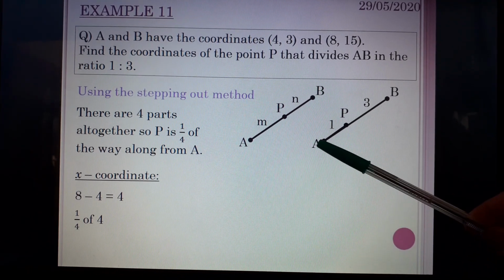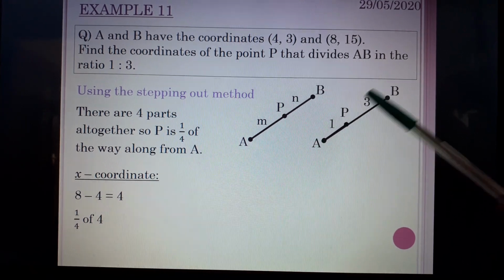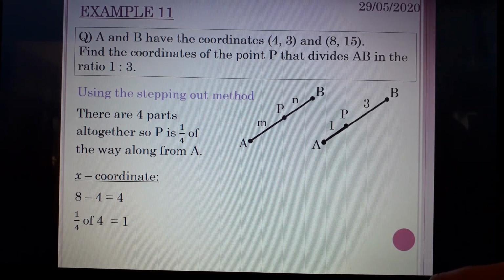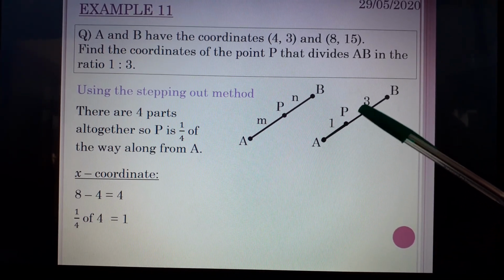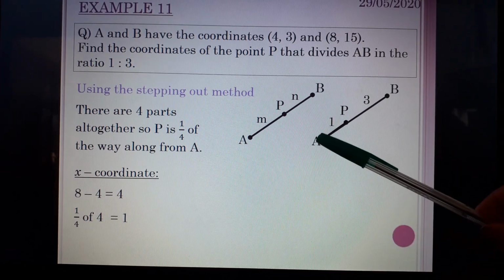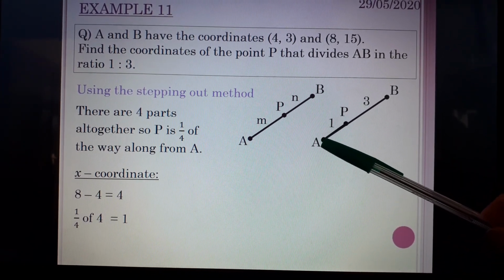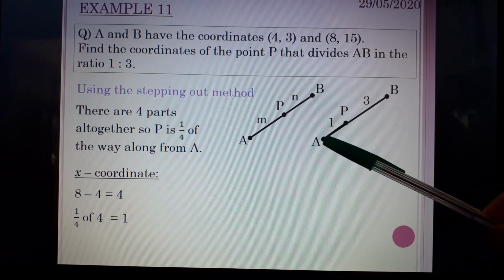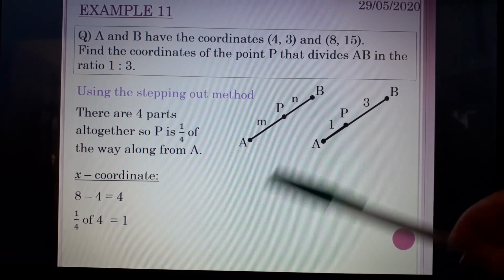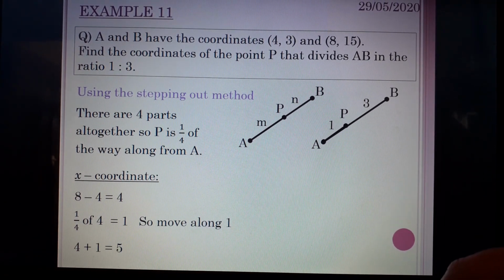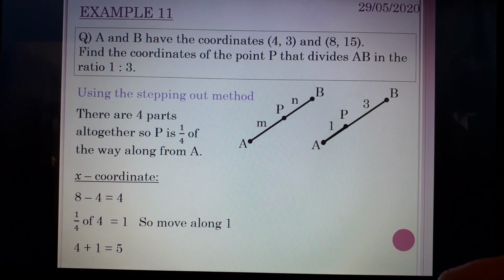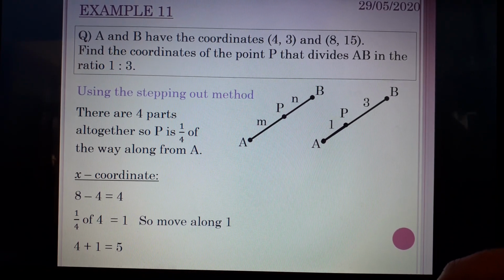So that represents in x's a gap of 4. 1/4 of 4 is 1. So every one little part in terms of the x numbers will stand for 1. Now you look to see which x number you started on here. We've started on the x value of 4. So we will add 1 to that and get to 5. So that gives us the x coordinate 5.